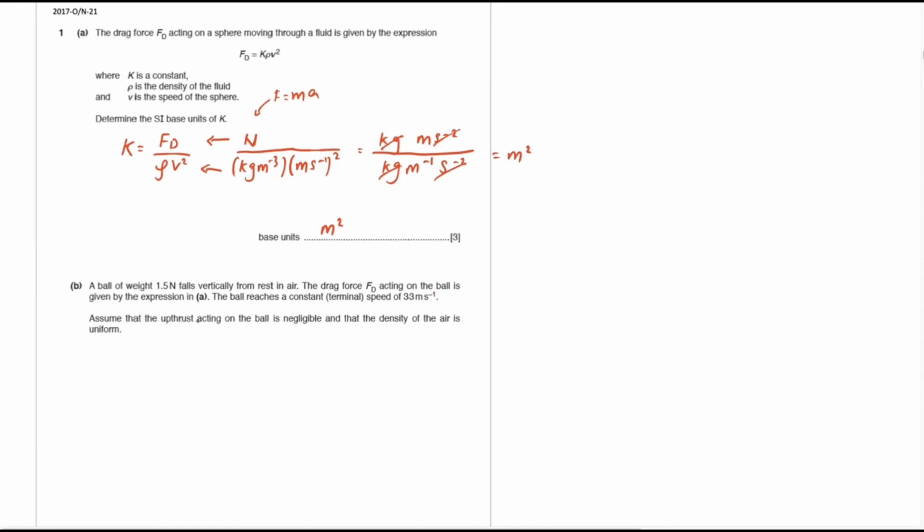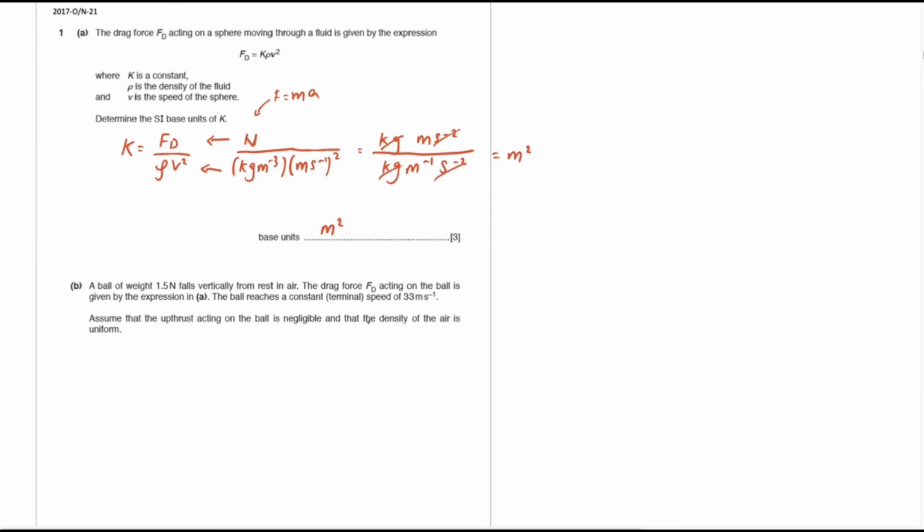Assume that the upthrust acting on the ball is negligible. So no need to count upthrust. We are not going to care about that. If you want to count it, then you have to use the Archimedes principle. The weight of the air displaced by the ball is the upthrust. We are not going to count that. Ignore it. Don't need to use Archimedes principle.